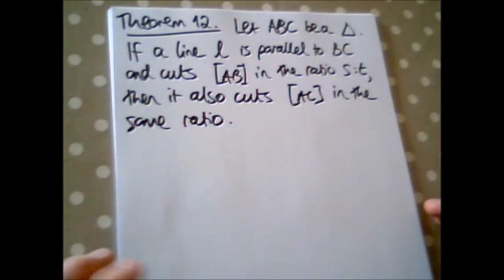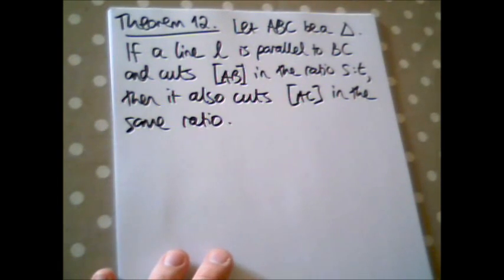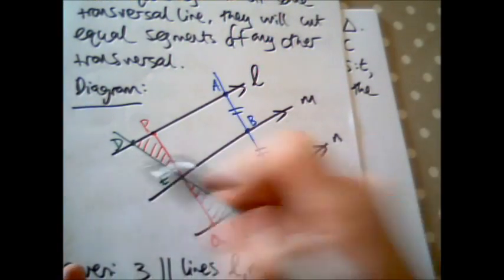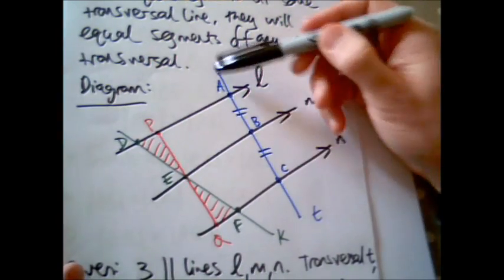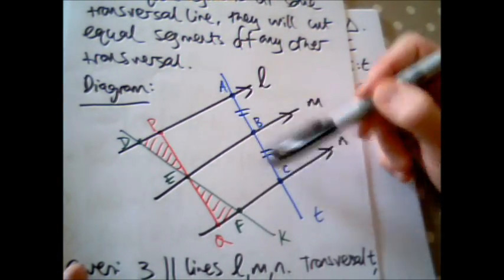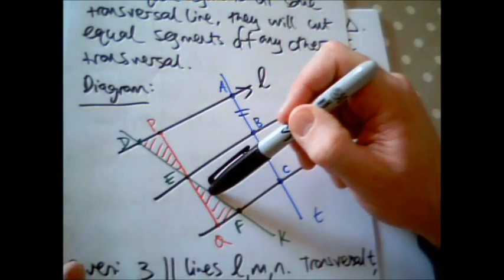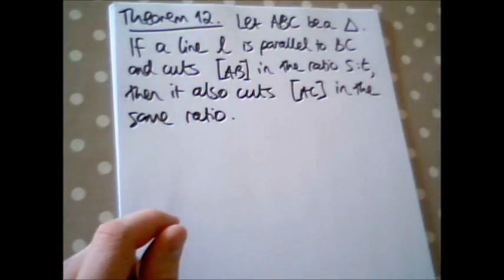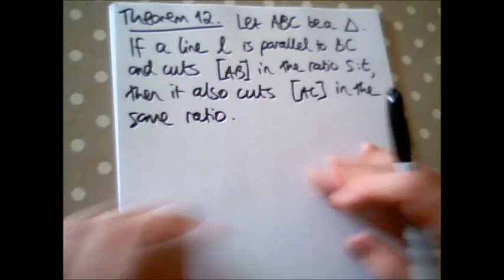Okay, so we're going to take a look at Theorem 12. For this one we're going to use the previous theorem, which is Theorem 11. That was the one about the transversals. So it was this one here, about the parallel lines. If you've got a transversal and parallel lines cut equal segments off it, they'll cut equal segments off any other transversal. So we're going to use that one now. That was Theorem 11, we're going to use that in Theorem 12.